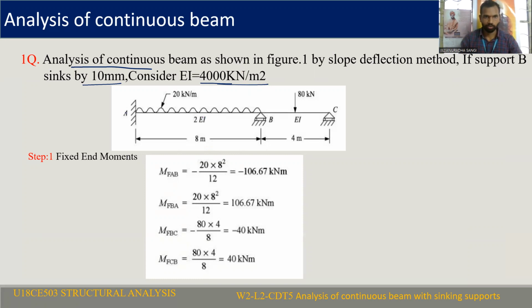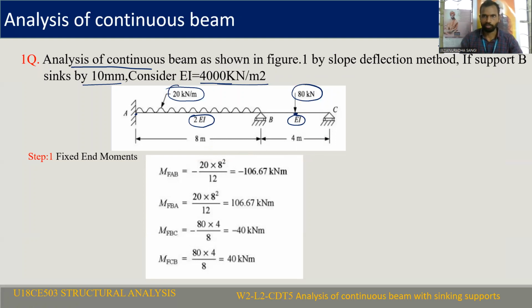We have a two span continuous beam, span AB and span BC. Span AB is subjected to a uniformly distributed load of 20 kilonewton per meter, and span BC is subjected to 80 kilonewton acting at the center. The BC span is 4 meters. The AB span is 8 meters. For the AB span, EI is 2EI. For the BC span, EI is equal to EI. The flexural rigidity for the AB span is 2EI, and for the BC span it is EI.